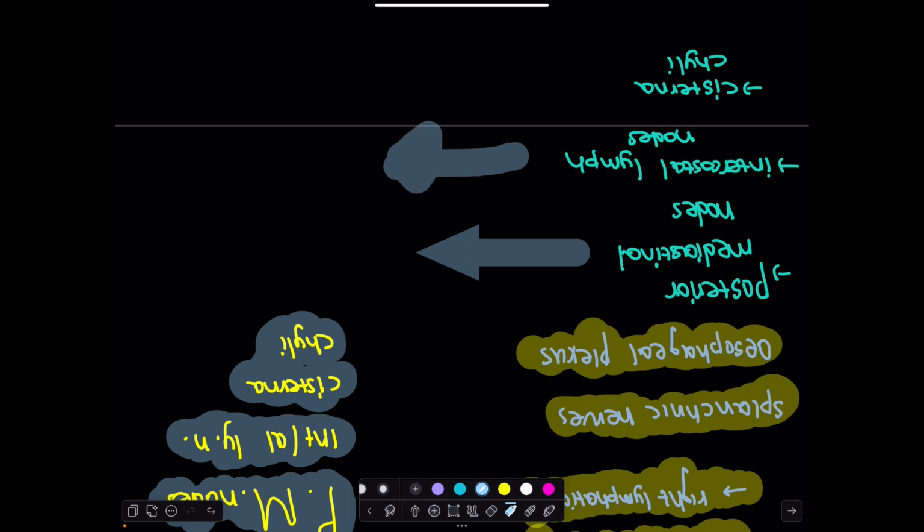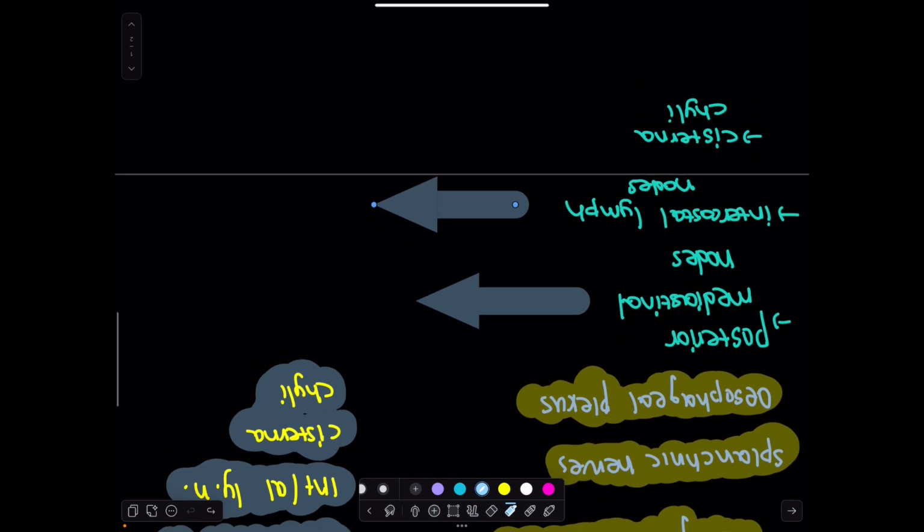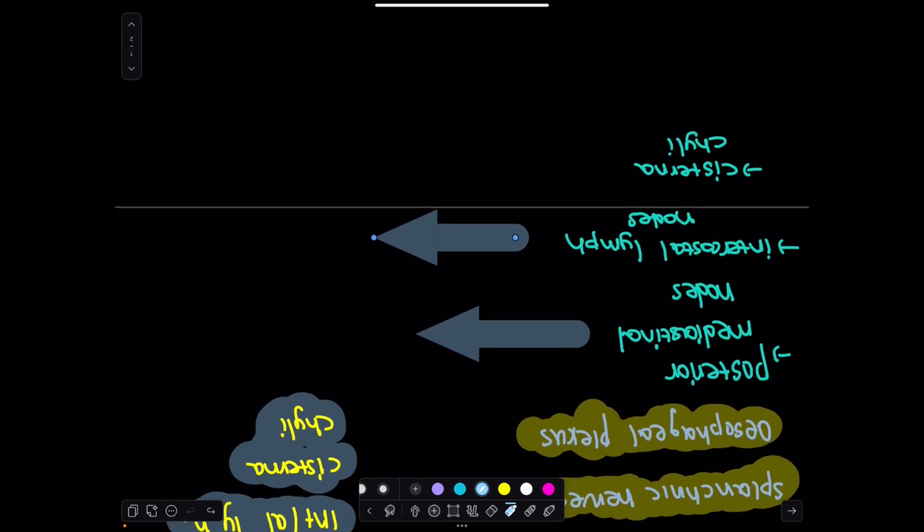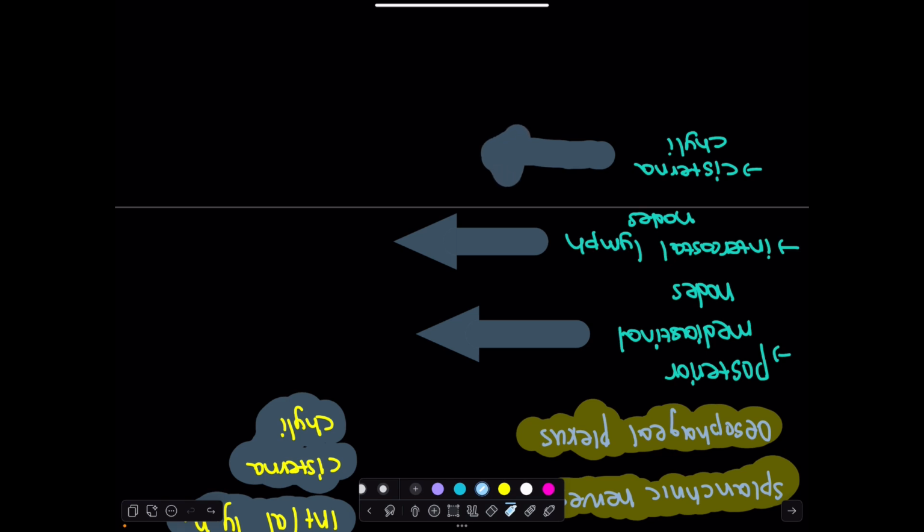Intercostal lymph nodes, found along intercostal spaces, drain the chest wall and parietal pleura, connecting to the thoracic duct, relevant in lung cancer staging. The cisterna chyli, a lymphatic sac at T12-L2, collects lymph from the abdomen and lower limbs, forming the thoracic duct's origin.